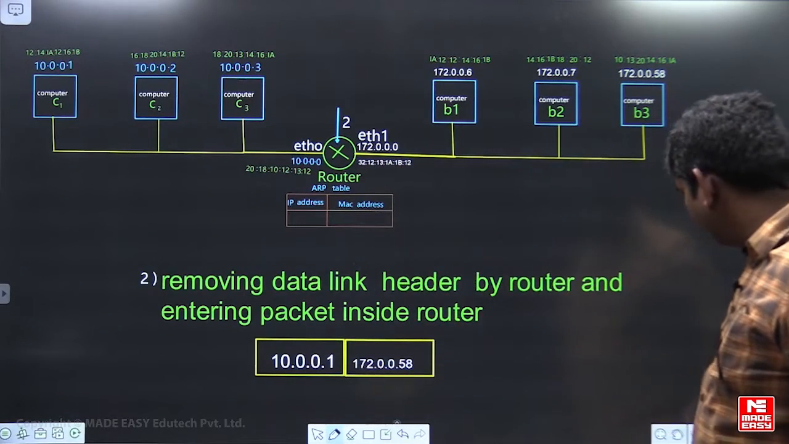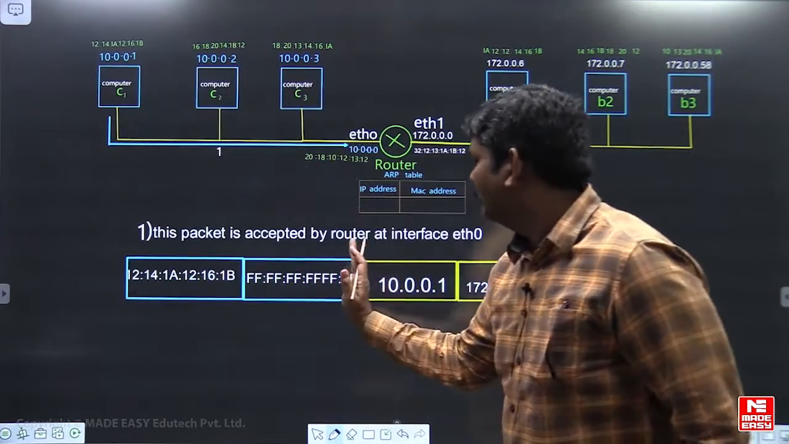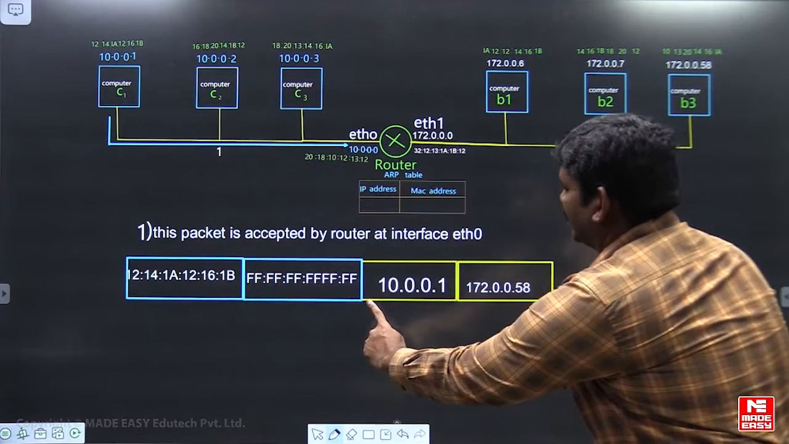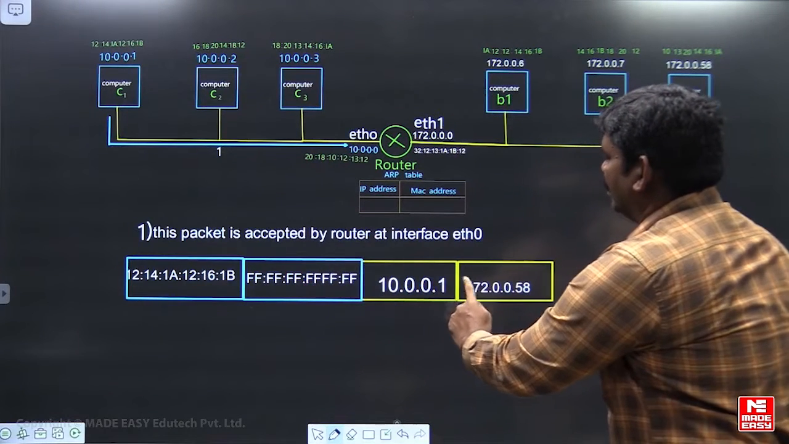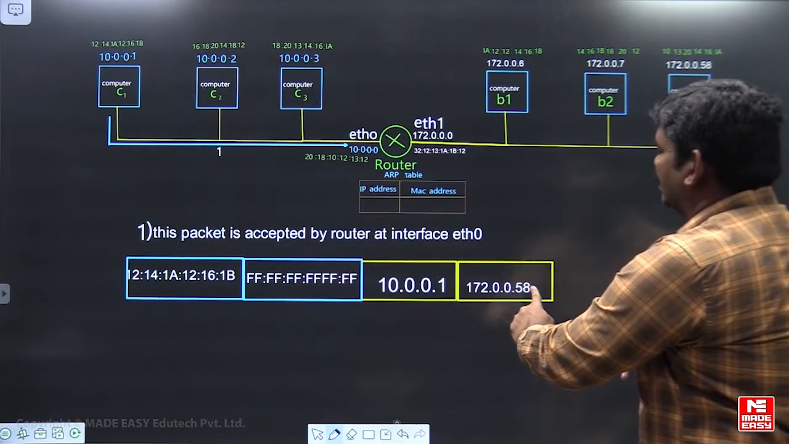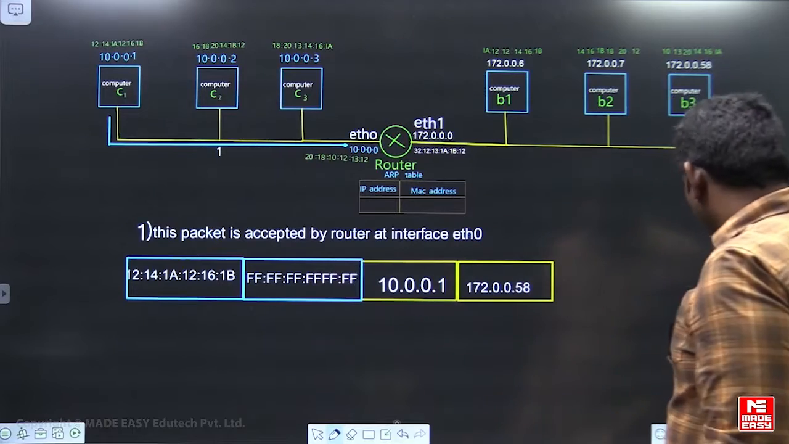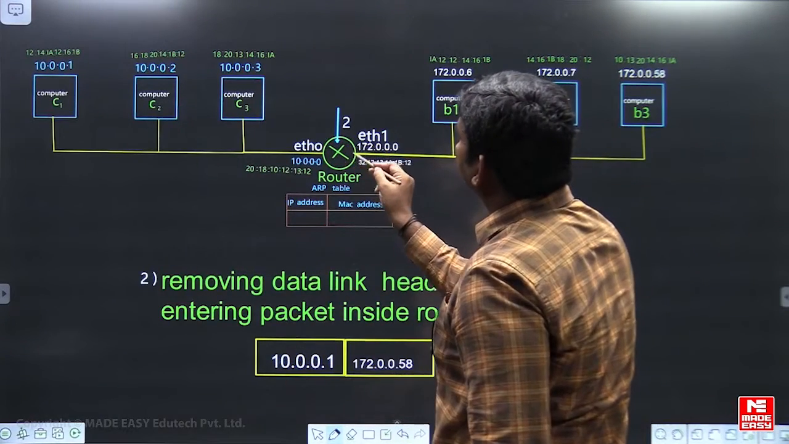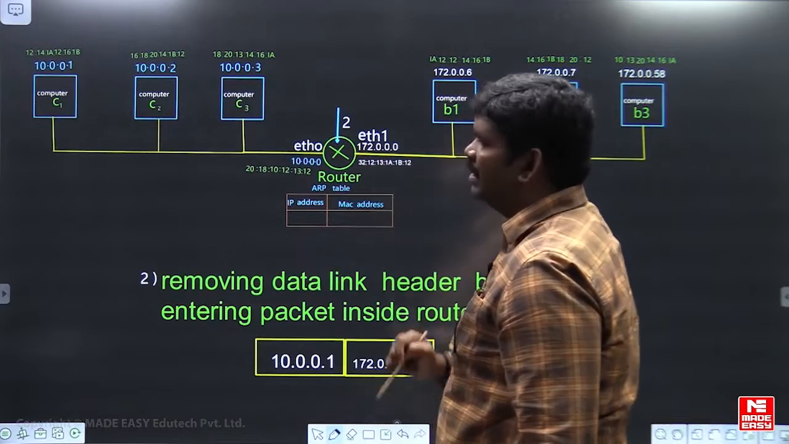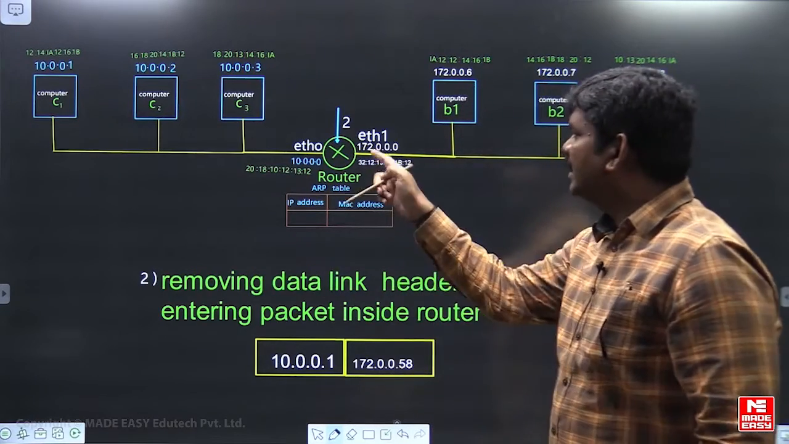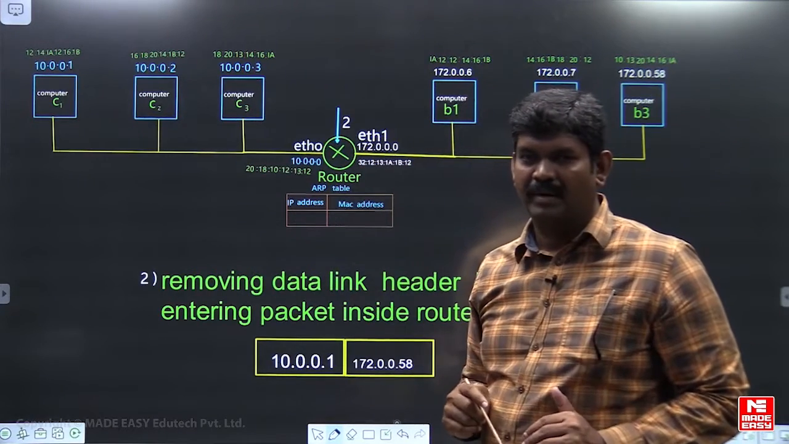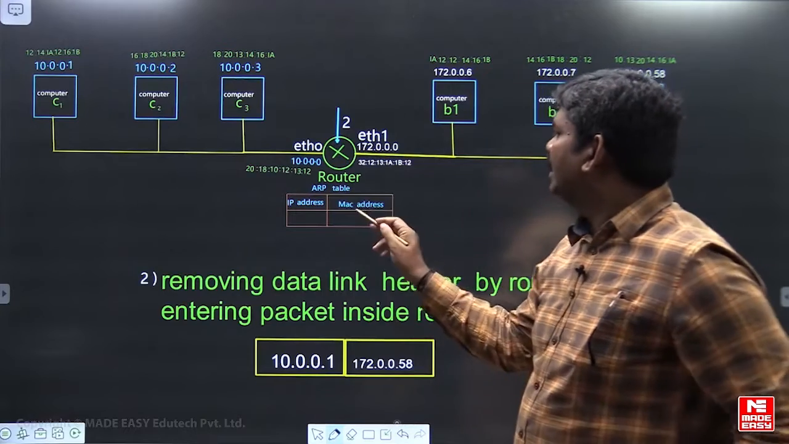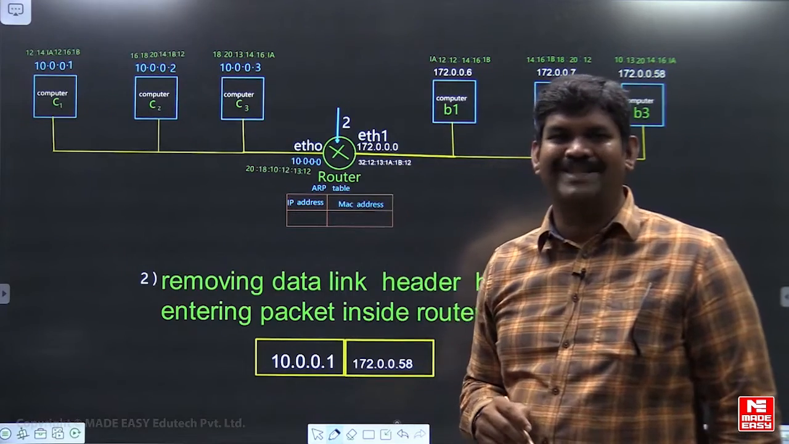You can observe the previous slide. If I remove this one, this is going to become the packet 10.0.0.1, 170.0.0.58 and the data will be there. So that is the packet. This packet is entered into the queue of the router. So that is the second step. Now the point is, right now this ARP cache table is empty.